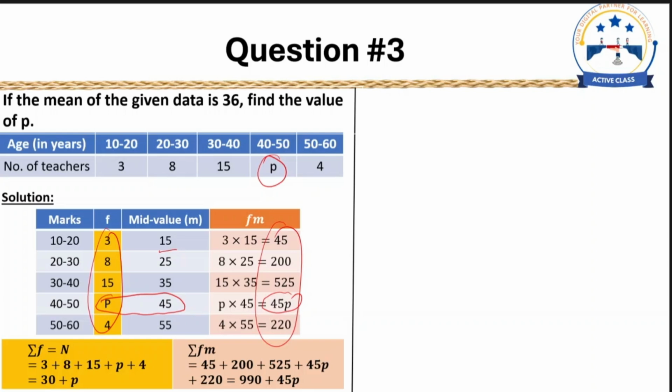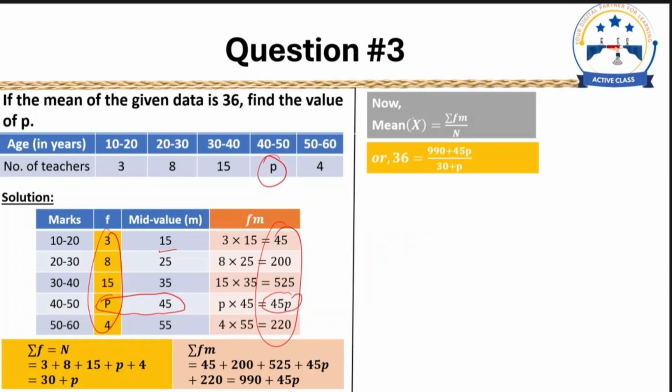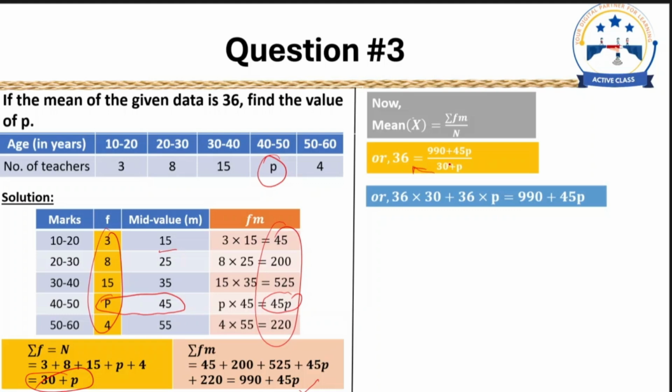Do you remember the formula to calculate mean? Can you please tell? Yeah, very good. So mean equals summation fm by n. It remains the same. Now we replace all the values. Mean is 36, summation fm is 990 plus 45p, and n is 30 plus p. I just replaced, and as I told you before, we do the cross multiplication. 36 multiplies 30 and 36 multiplies p equals 990 plus 45p, which remains the same.